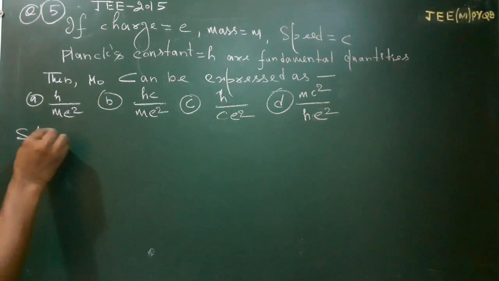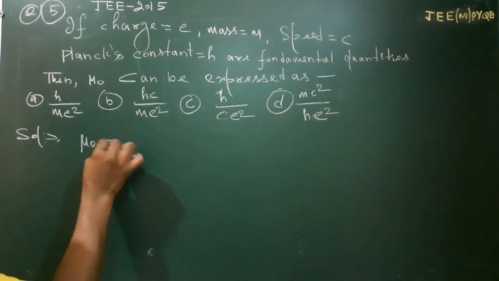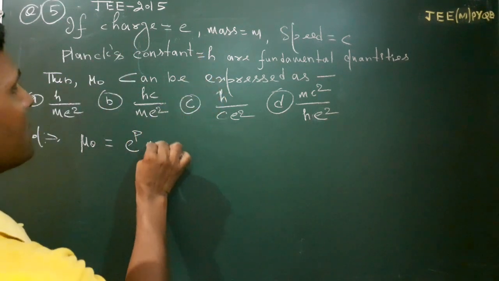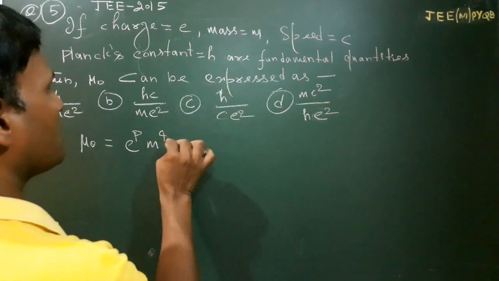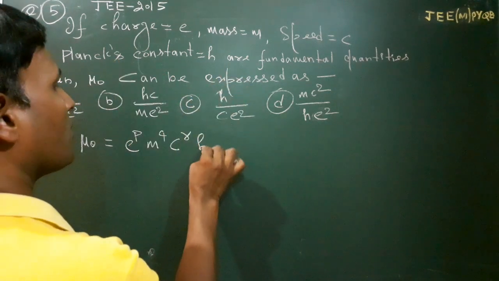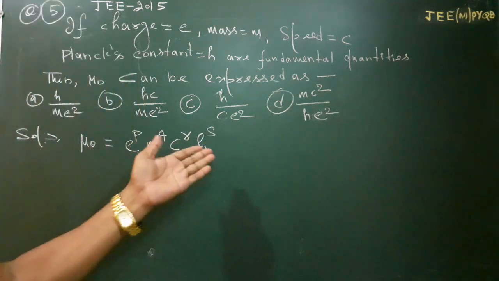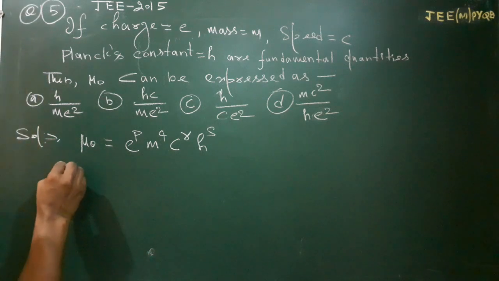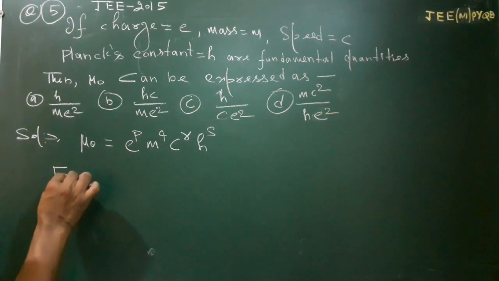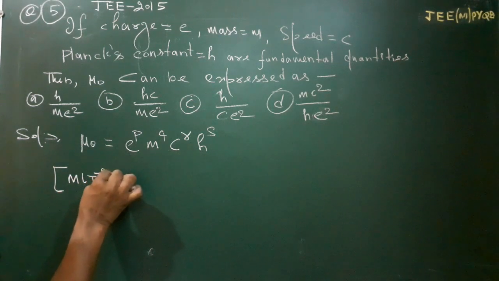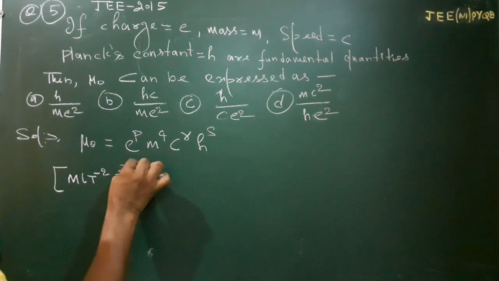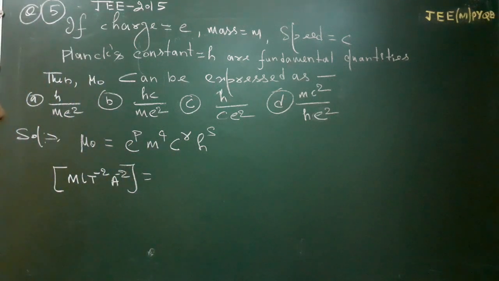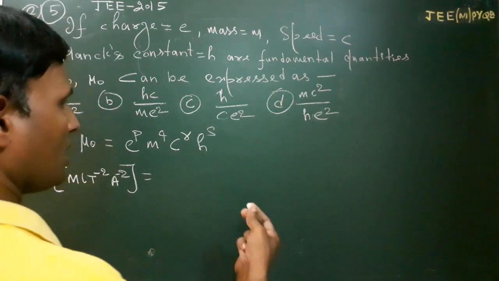So here, suppose mu naught equals Q to the power P, M to the power Q, C to the power R, and H to the power S. P, Q, R, S are constants, and you need to calculate them. So put the dimension of mu naught here, that is M L T to the minus 2 A to the minus 2, and the dimension of Q is A T, since Q is equal to I T, I is equal to Q by T.